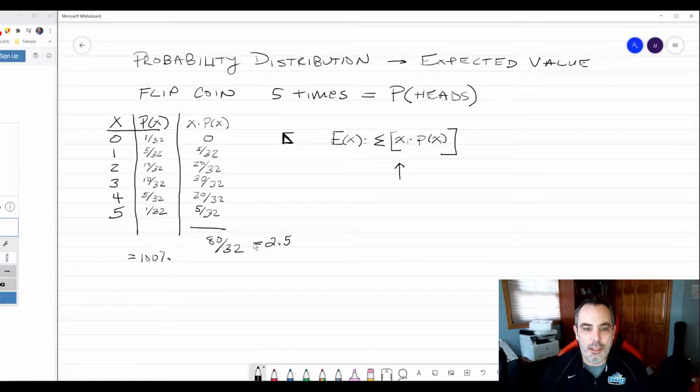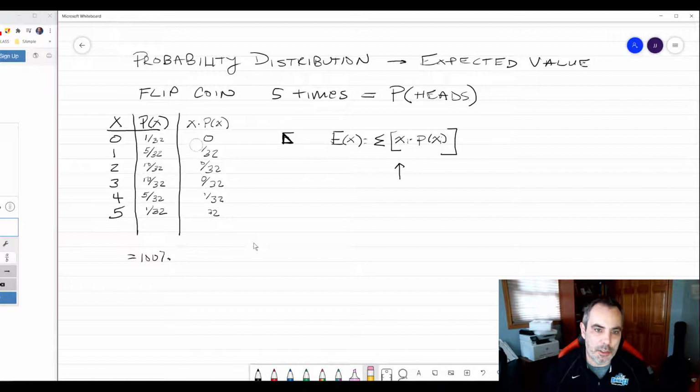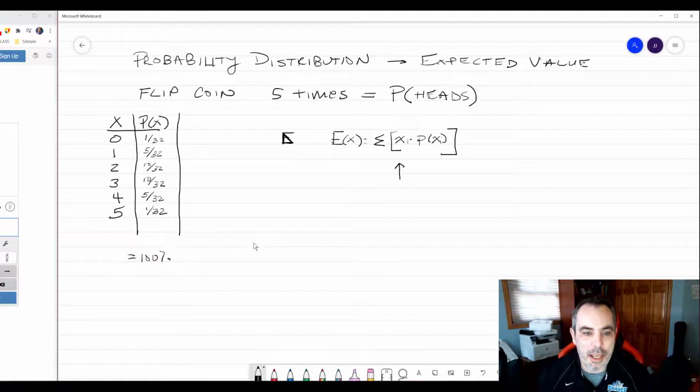Now there's another way to do the expected value with this, and that is to say, what if I assigned each of these some sort of monetary value? So for example, let's say that I make a bet, and I say that if you flip the coin 5 times and you get 5 heads, I am going to pay you $10. If you get 4 heads, I'm going to pay you $3. If you get 3 heads, I'll pay you $1. 2 heads, we break even. 1 head, you owe me $5, and no heads, you owe me $9.